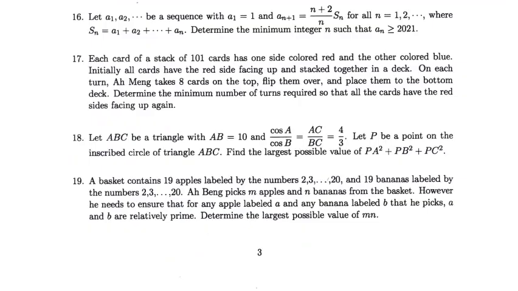SMO, Singapore Mathematical Olympiad 2021. Open section first round. Problem number 16. Let a1, a2, and so on be a sequence with a1 equals 1 and a(n+1) equals (n+2) over n times Sn, for all n equals 1, 2, and so on, where Sn equals a1 plus a2 up to an. Determine the minimum integer n such that an is at least 2021.